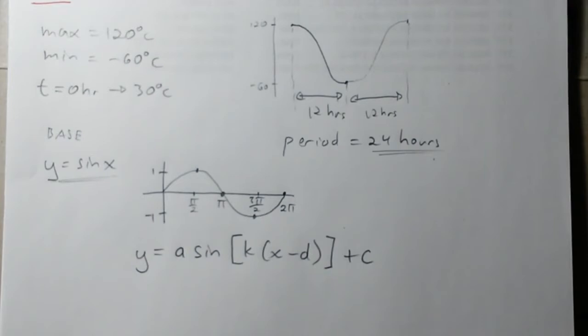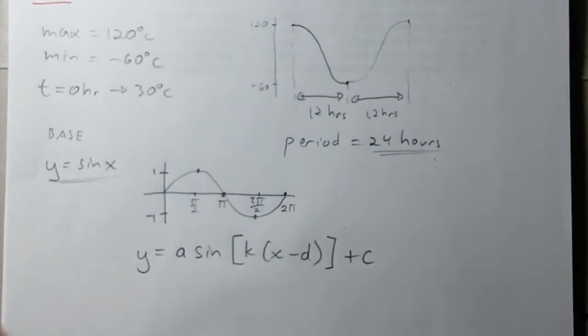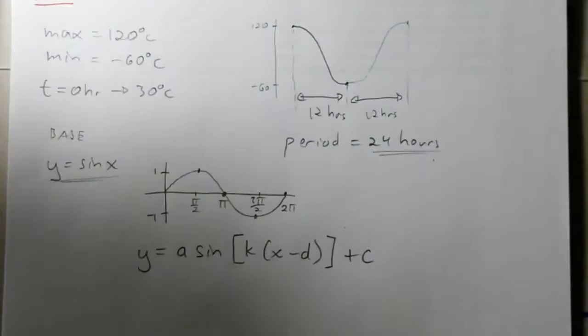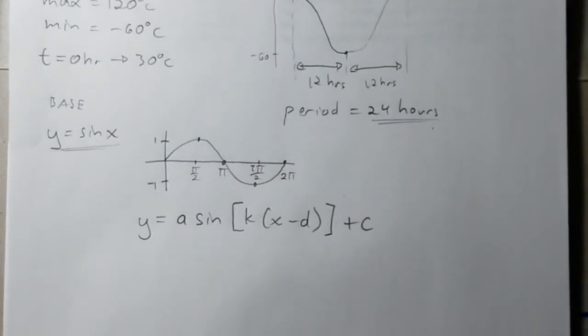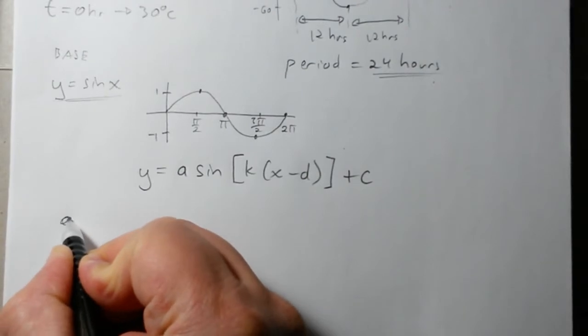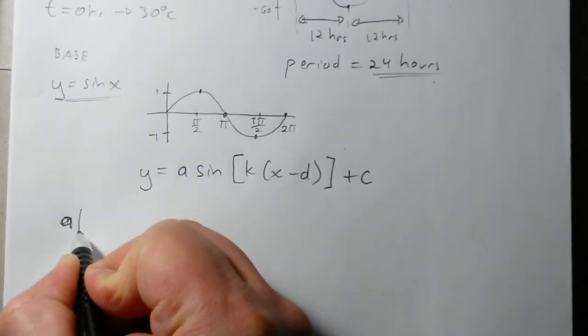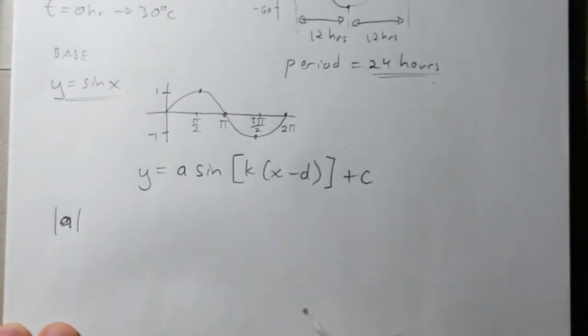Okay, so let's start collecting this data. We know that the amplitude will be the value of A. So this is our amplitude, and the formula of the amplitude, check your notes if you don't remember it, is the maximum minus the minimum value divided by 2.